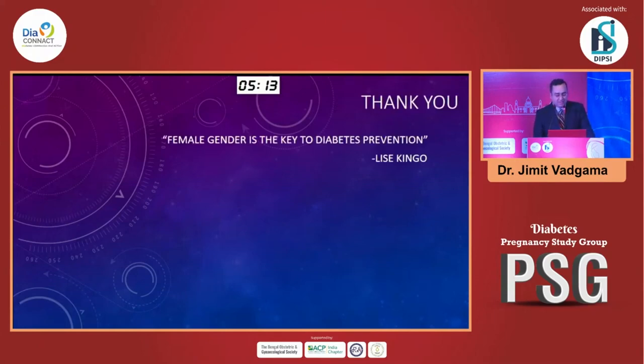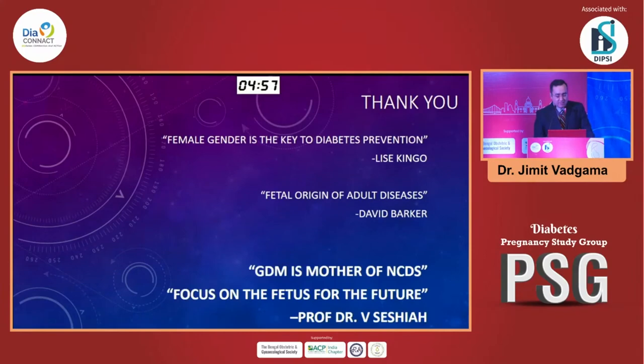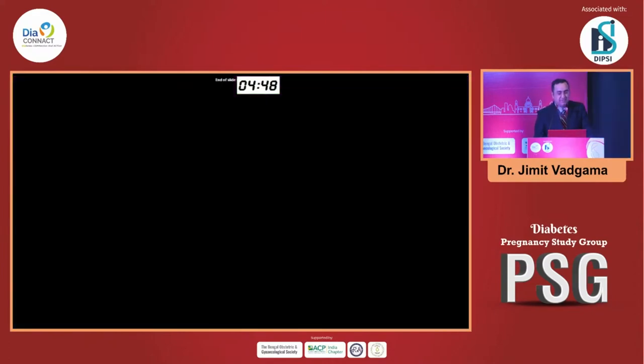Quotes from the major researchers in this field. Dr. Spikman is saying that the fetal origin of adult disease is the key. Again, the Barker hypothesis is about the fetal origin of adult disease. And those are the same words from our mentor, Dr. Shri Sesha Sharma: GDM is the mother of all NCDs, and we should focus on the fetus for the future. Thank you. Thank you.